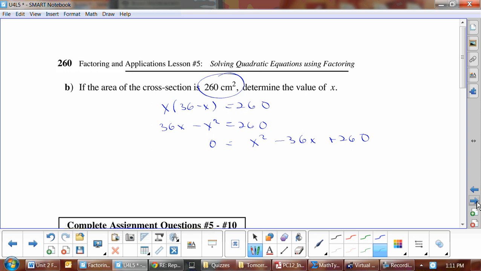Divide everything by -1, yep. Gives you one more step though. I'm a busy guy. Places to go, people to see. Okay, I need two things that add to give me -36 and multiply to give me 260. Are they both negative, both positive, one negative, one positive? They've got to be both negative. 26 and 10. Good.